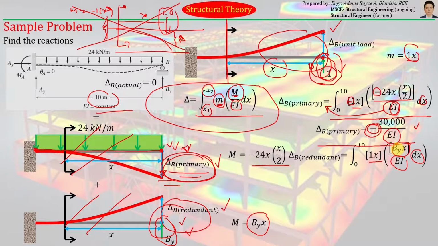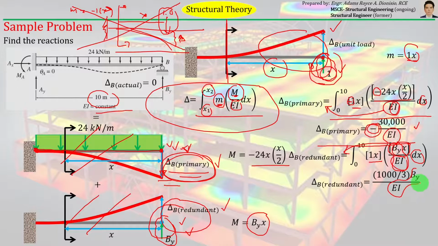Okay, so the By and the EI here, which are constant, can be moved outside the integral sign. If we simplify the integral, the result will just be equal to 1000 over 3, and then let's put back the By over EI that we removed a while ago. So this will be the value of the deflection of the redundant of the structure loaded by the redundant force.